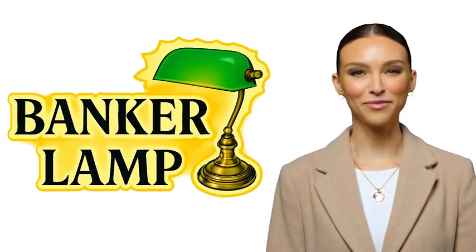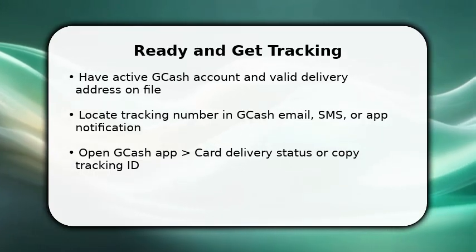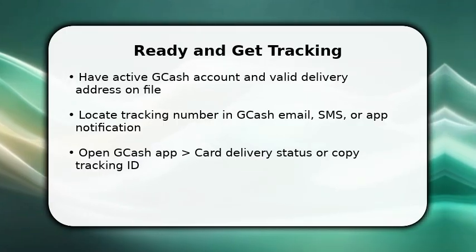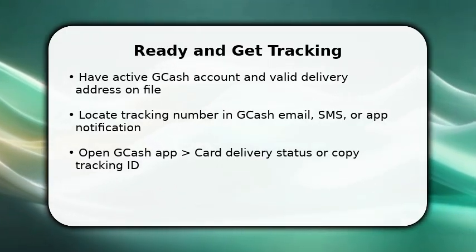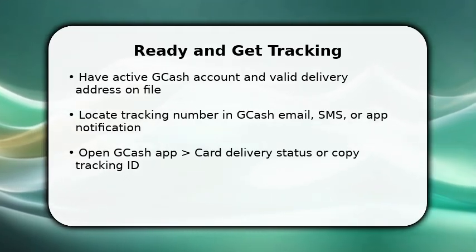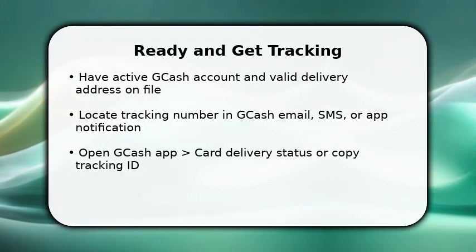Please enjoy the video. You already set up GCash and entered the correct delivery address. Now start by finding the tracking number sent via SMS, email, or inside the app. Once you have that ID, open the GCash app and tap the card delivery status. Make sure to copy the tracking number exactly. If the app shows a courier name, note it.